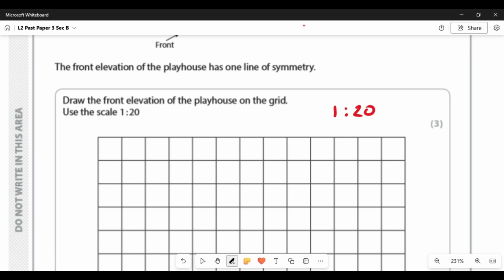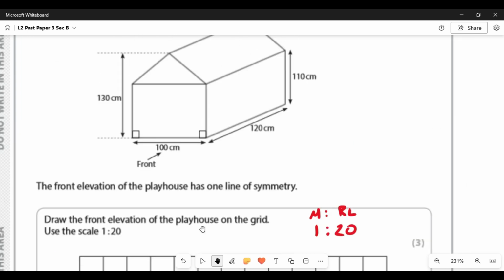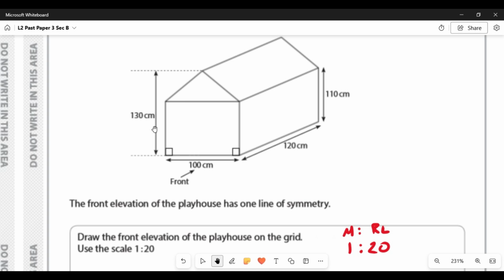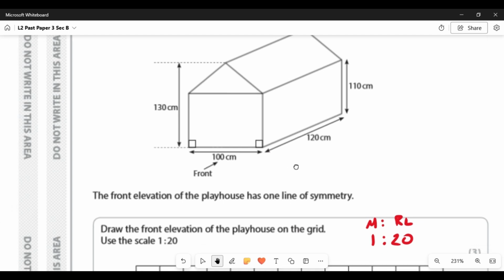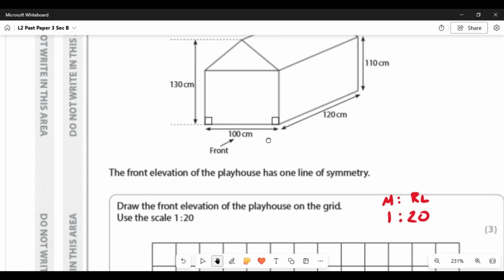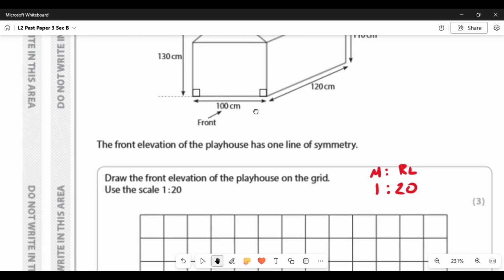So obviously 1 is on the map, 20 is in real life. So these figures here in the diagram, they are in real life in essence, because obviously 100 centimeters is quite big, 130 centimeters, that's quite big as well in real life. Yeah, so these are your figures in real life.